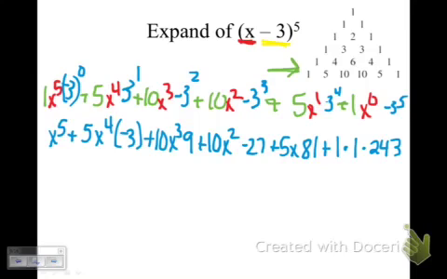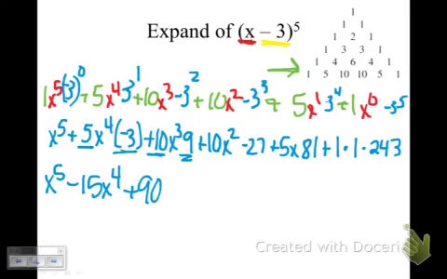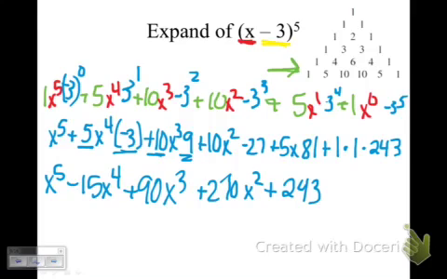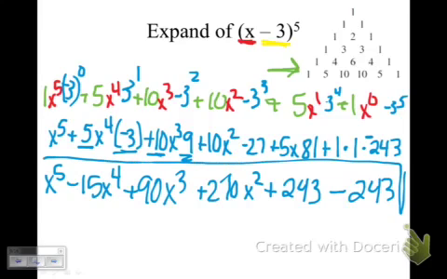Then I go ahead and finish it out. I've got x to the 5th. 5 times negative 3 is negative 15, x to the 4th. 10 times 9 on the next one is 90, x cubed. 10 times negative 27 is negative 270, x squared. 5 times 81 is 405. And 1 times negative 243 is negative 243. So I just expanded that there by using Pascal's triangle.